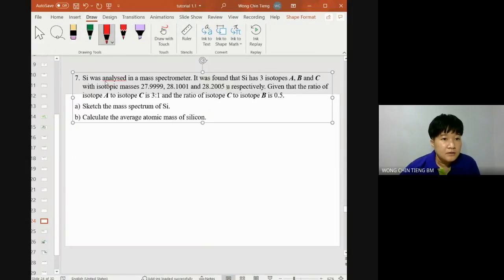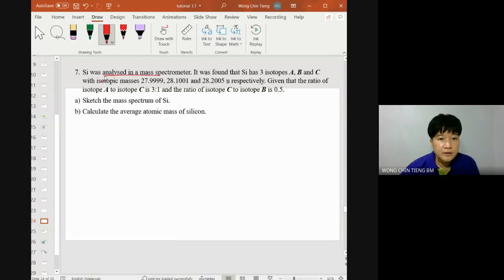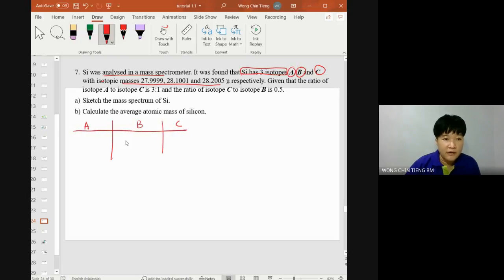Okay. Si is analyzed in a mass spectrometer, and it is found that Si has 3 isotopes. So Si has isotopes A, B, and C with the isotopic masses given. As always, I will put it out in the form of a table. I have A, I have B, I have C. This will make your life easier.